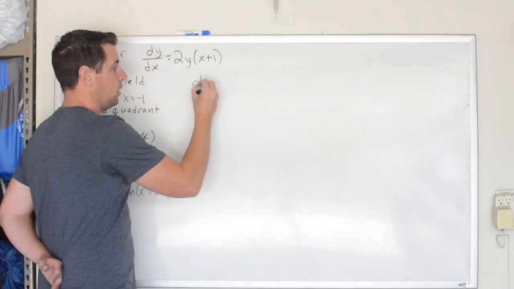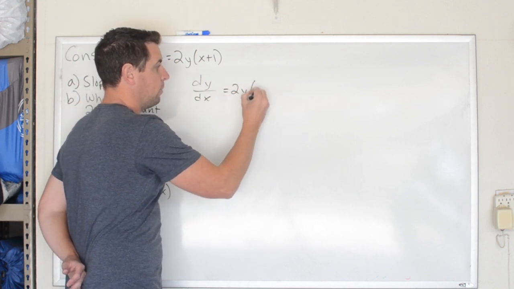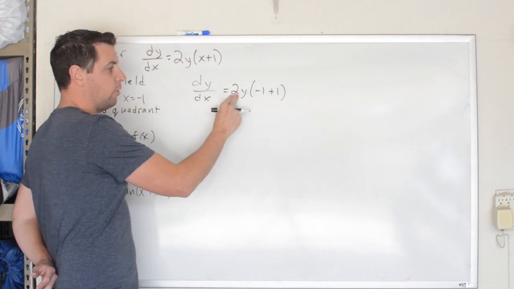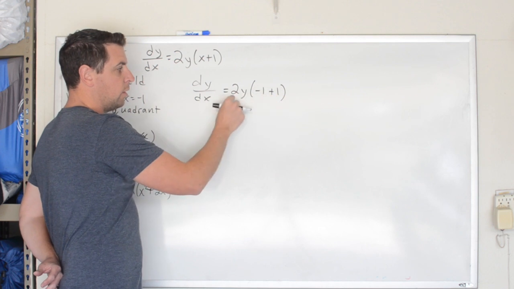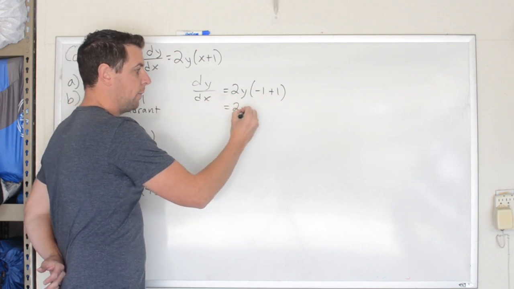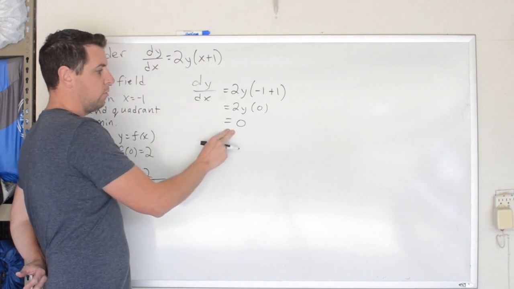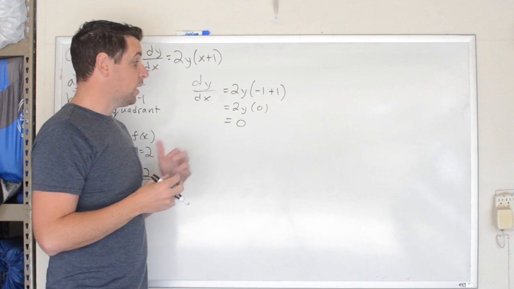And notice that if I put dy/dx equals 2y(x + 1) and I put in -1 for x, and I don't know what the y value is, I get -1 plus 1 is 0. 0 times 2y is 0. And so the dy/dx is equal to 0. So that means that we have a possible critical point there. We need to prove that it's a minimum.